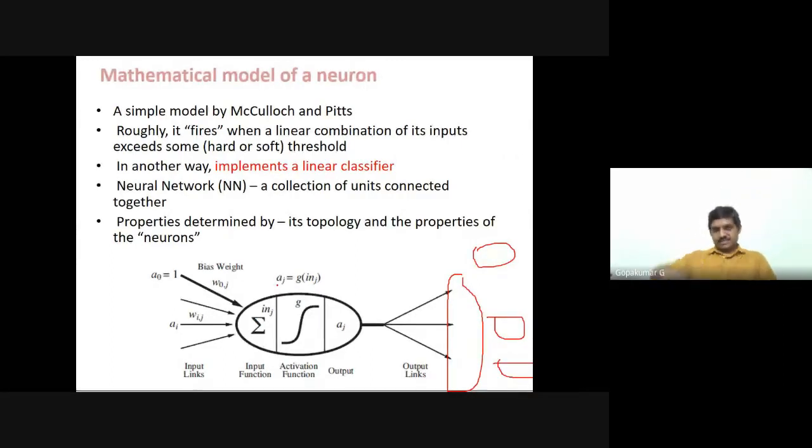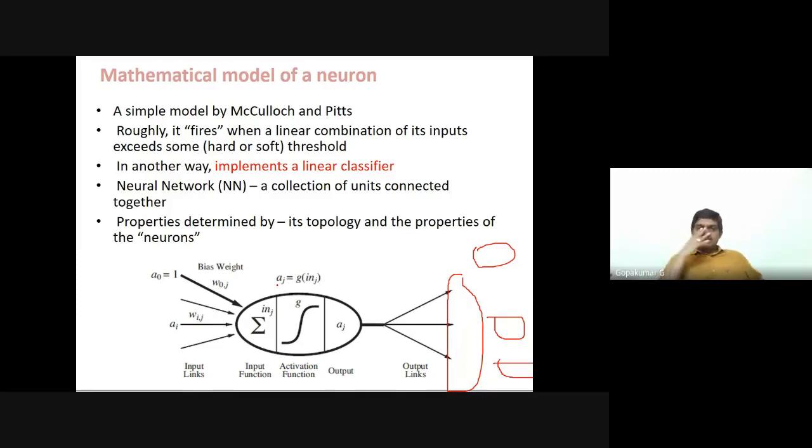In another way, you can see that this single node implements a linear classifier, because we have seen the linear discriminant function g of x, where g of x greater than 0 gives w1, and g of x less than 0 gives w2. Similarly, whenever the total input is greater than a particular threshold, it fires, otherwise it does not fire. So it implements a linear classifier. That's a very important point.